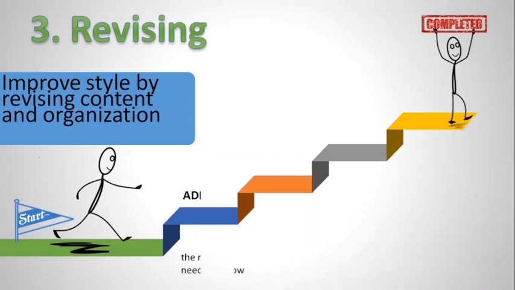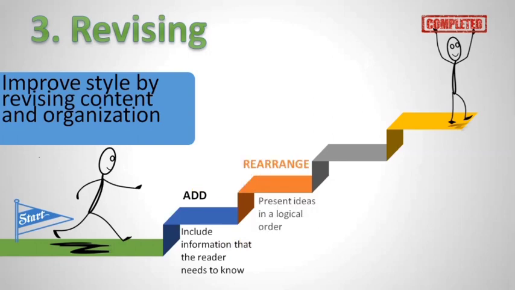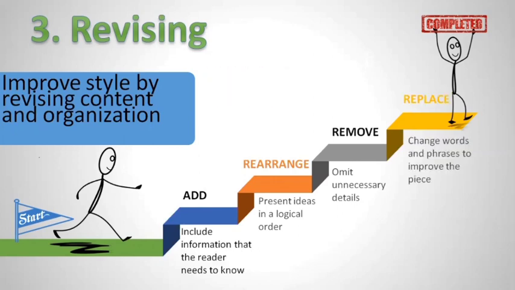This means we're going to add any information or details that the reader needs to know. We are going to rearrange whatever details we have so that they are logical. We're going to remove anything that does not need to be there, anything that is unnecessary or that is not relevant. Finally, we're going to replace words or phrases that may be boring or plain so that we can improve our piece. Then you are completed with step 3 there, that is.